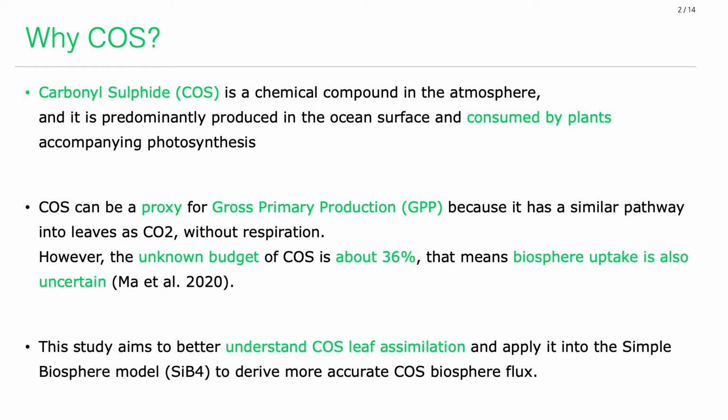Why should we look at COS? COS is a chemical compound in the atmosphere, generated mostly by the ocean and consumed by plants with photosynthesis. COS has a similar pathway into leaves as carbon dioxide, but it does not respire, so it can be a proxy for gross primary production (GPP).